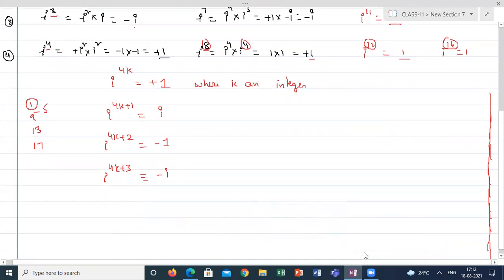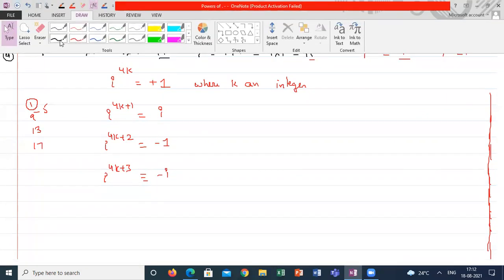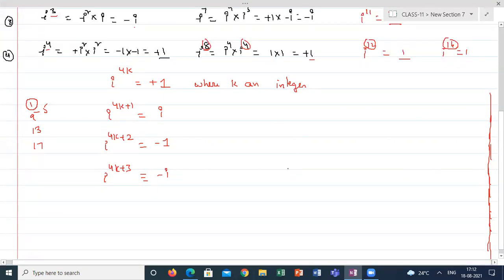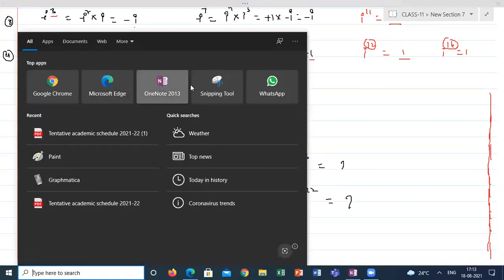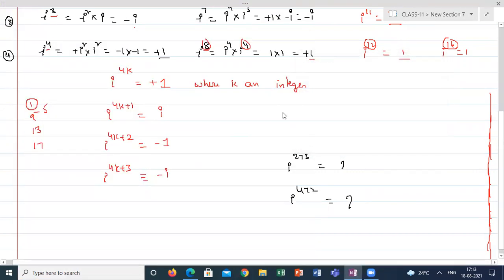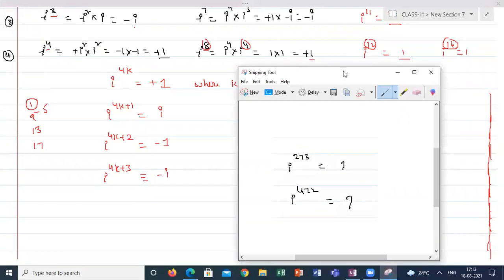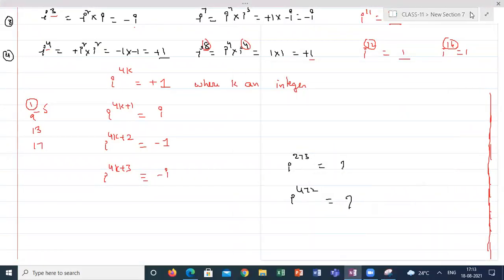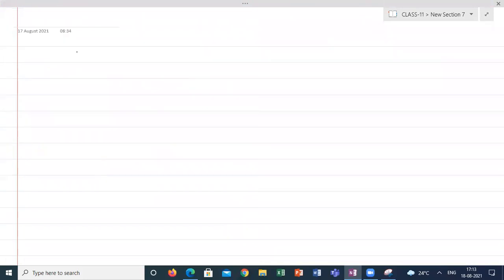Understood? This is very important from an entrance point of view. Powers of i, in many places they ask many questions. They will ask you to calculate i^273, how much is it? i^472, how much is it? Can you calculate these two values, guys? Anyone? Raghav? Sir, i^273, I guess it should be 1. It should be i.